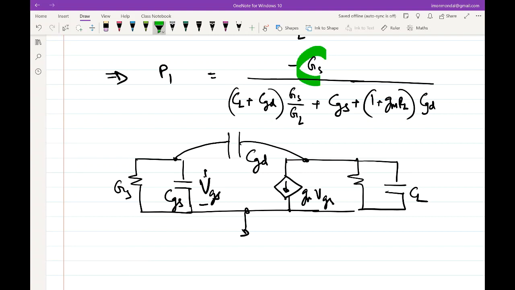We have GS on top. So the bottom guy, the denominator, has to be some equivalent capacitance. But in that capacitance, I should expect a CGS, right? So that fortunately is there. Let's concentrate on this guy. It's 1 plus GMRL times CGD. What do you think is that term doing here?